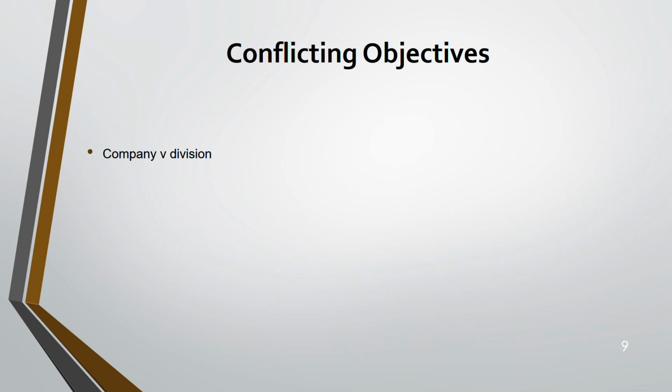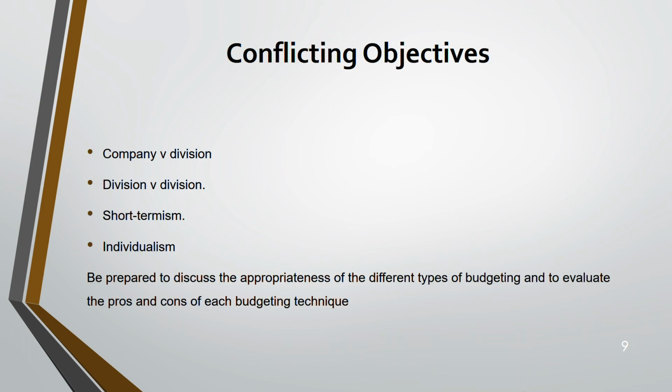Now, conflicting objectives of the company will be different from the division. So company versus division, division versus division, short term, individualism. Okay, so you have to be prepared to discuss these conflicting objectives. Also, in a particular situation, what type of budget might be most appropriate, and you should know the pros and the cons of each budgeting technique, which we are going to cover right now.